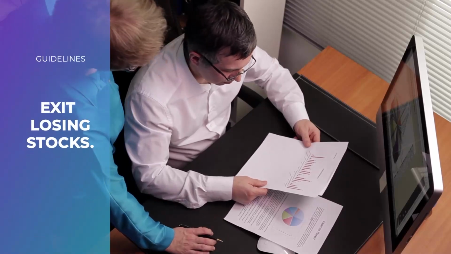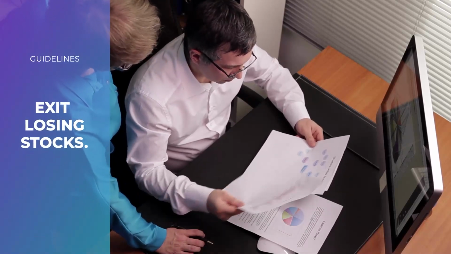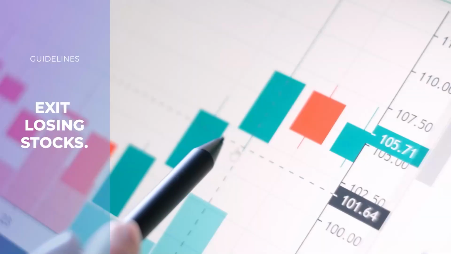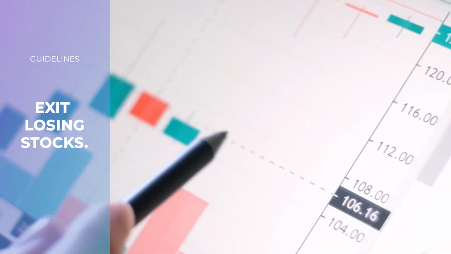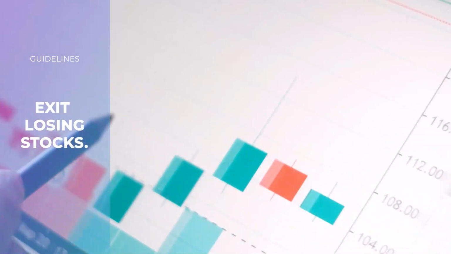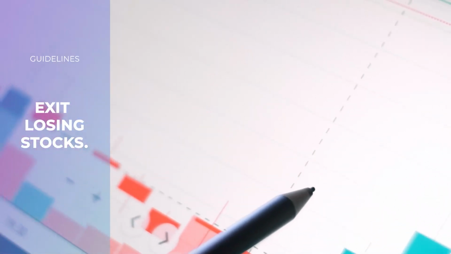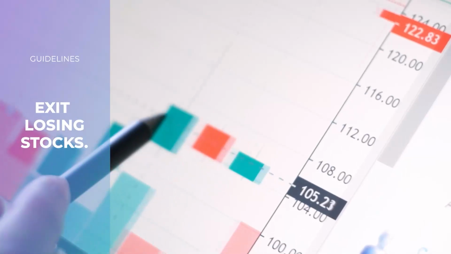Also, the most important part is exiting losing stocks at your stop loss, identifying where you're taking your profit, where your entry is, and also defining that stop loss on each and every trade, and adhering to that stop loss is very important.